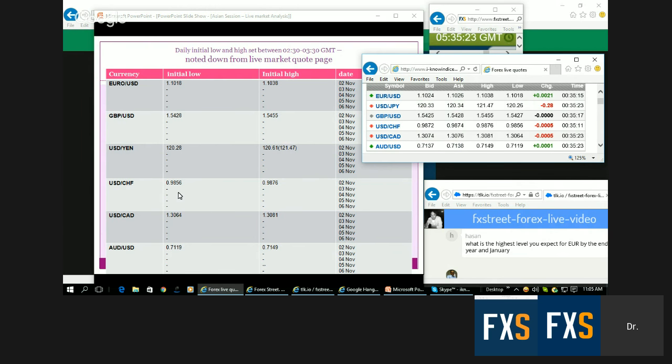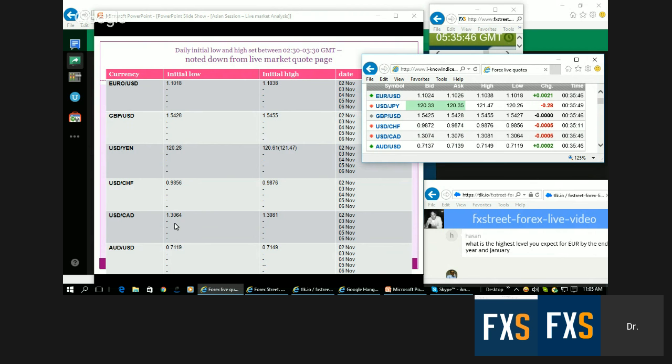Then USD CHF is showing the low as 98.56, which is not breached. 98.76 is the high, which is also not breached. So they are all making less than 40 pips spread, indicating that the market is subdued, and the players are expecting the volume to build up, and then they will try to increase the spread between the high and the low.